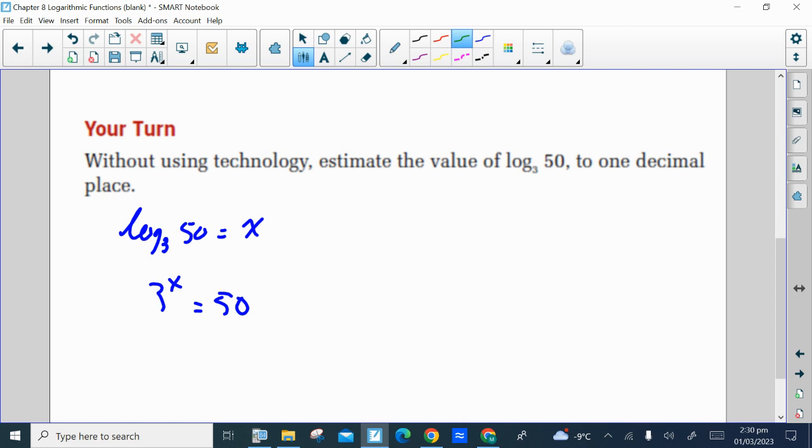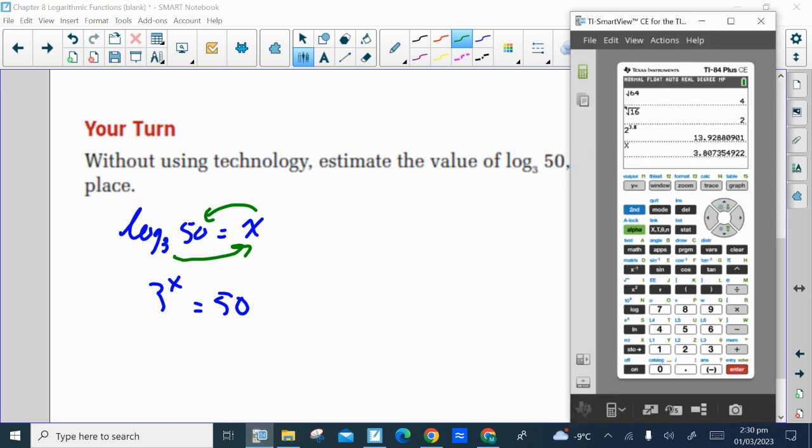Start with the base and cycle through. The bases are the same in both forms. So again, 3 cubed is 27, 3 to the 4th is 81. This answer will be somewhere between 3 and 4, right? Maybe closer to 3.5 in this case. You could definitely check that on the calculator a couple different ways. 3 to the power 3.5.